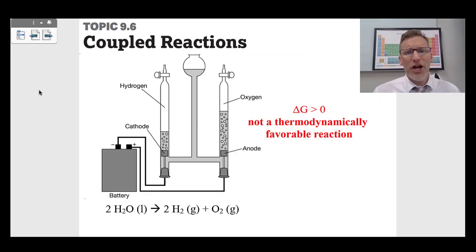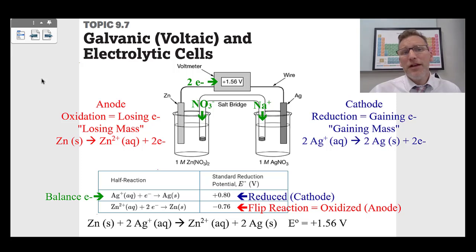Topic 9.6 is coupled reactions, and you can see in this we have an electrolytic cell, which means this reaction is not going to happen. It's not a thermodynamically favorable reaction. The delta G is positive. Water doesn't break down into hydrogen gas and oxygen gas unless you provide it with electrical energy, and that's why we have a battery provided here. Topic 9.7 is all about reactions that do happen, galvanic cells, or what we call voltaic cells.